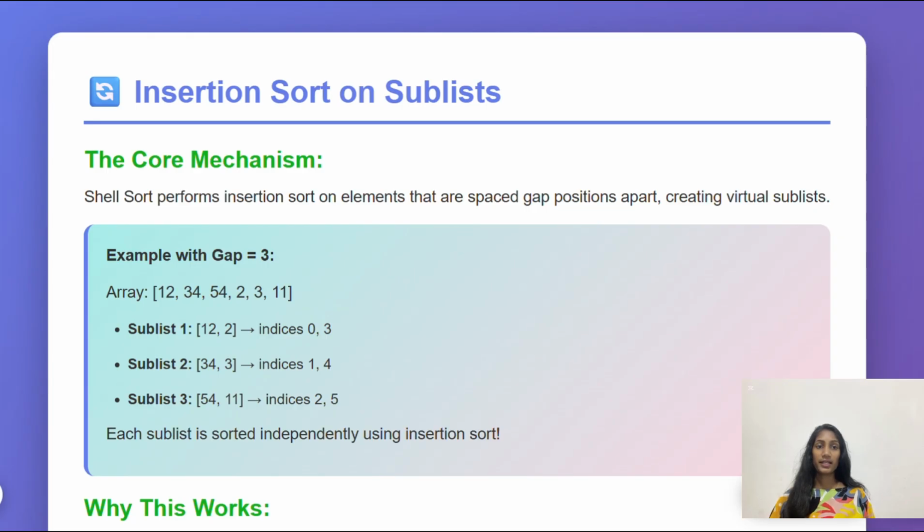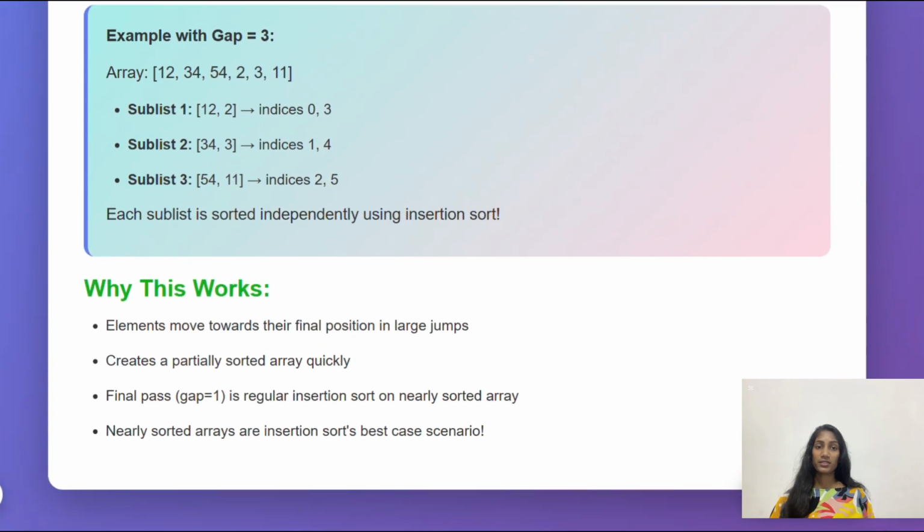In sublist 3, 54 and 11 are compared. Swap. The array now starts with 11 and ends with 54. After sorting these sublists, the array becomes partially sorted. Elements are much closer to their final positions.